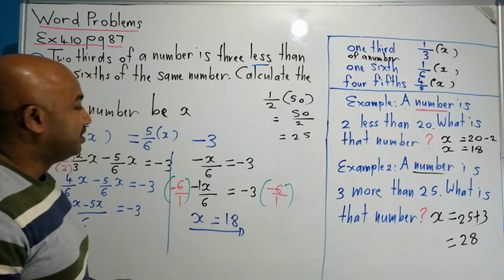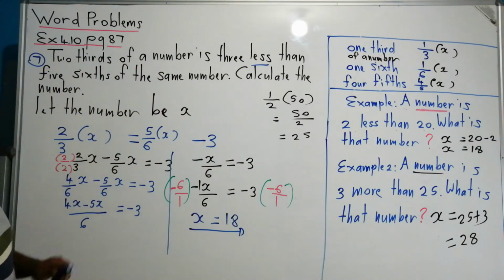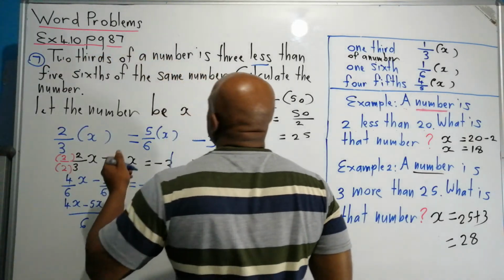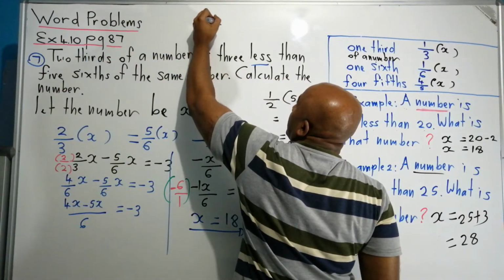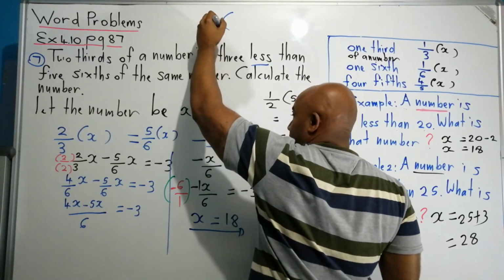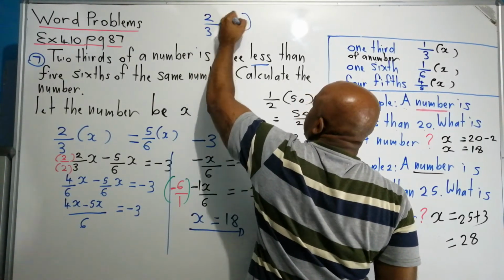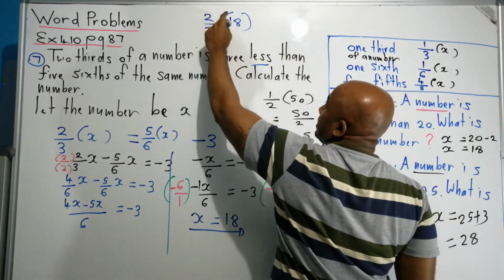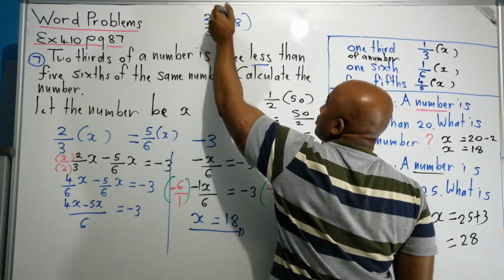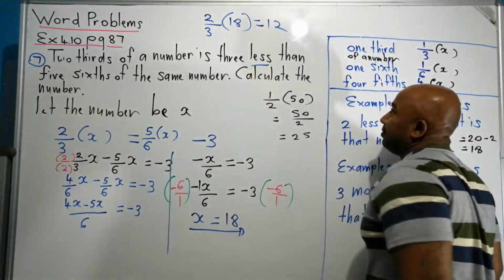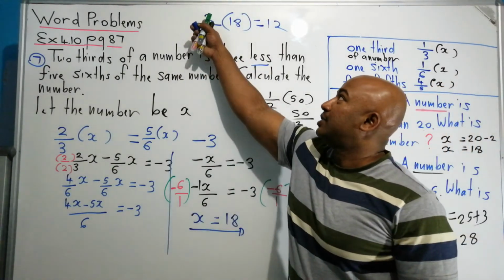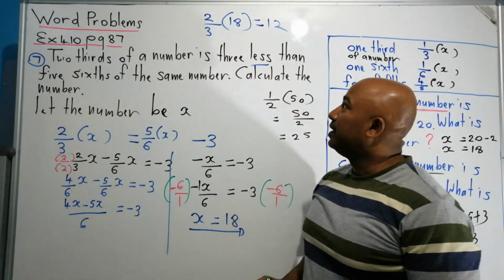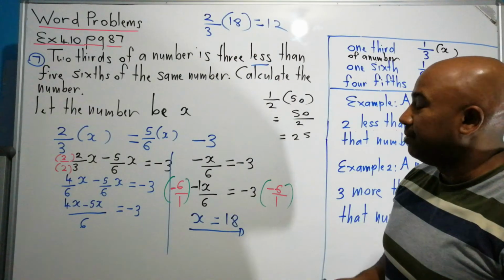But let's check if it works. So what are we saying? 2/3 of a number. Alright, so let's check this here. So we're going 2/3 of 18. What is 2/3 of 18? So 18 divided by 3 is 6 times 2 is 12. Or you can do it this way, 2 times 18 is 36 divided by 3 is 12. Any way you do it, you're getting 12. That's 2/3 of a number.